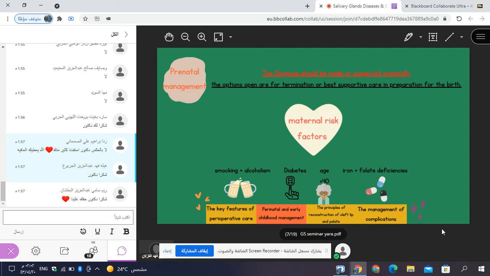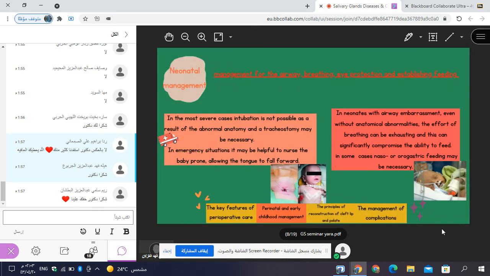So there are so many risk factors, but I will just mention the maternal risk factors since they are easy to detect. So smoking or alcoholic mother, diabetic mother, any type of diabetes, or when the mother is pregnant when she is above 40, or when she has an iron or a folate deficiency. All of these can result in a baby with a cleft lip or a palate.